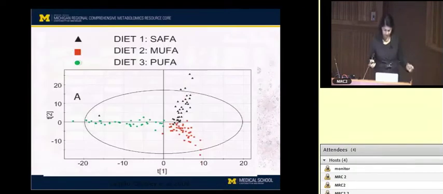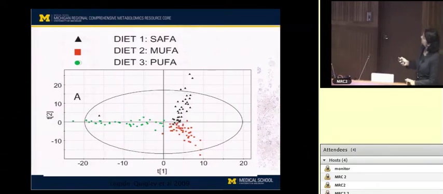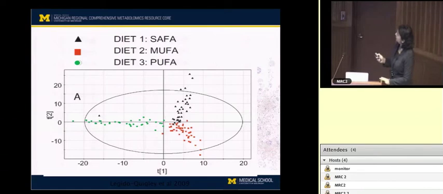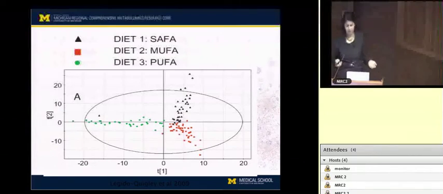This is another example of diet, and this is urinary metabolites, with diet 1 being saturated, diet 2 being monounsaturated, and diet 3 being polyunsaturated. You can see in this PCA plot where these diets separate out very quickly. This is in a 4-hour time period. So what the patient has eaten, if this is your intervention, that's great, that's a successful experiment. If this is not your experiment, then it adds to the biological variability.